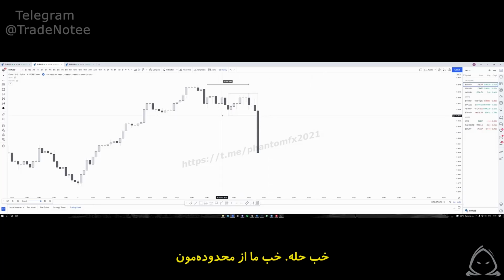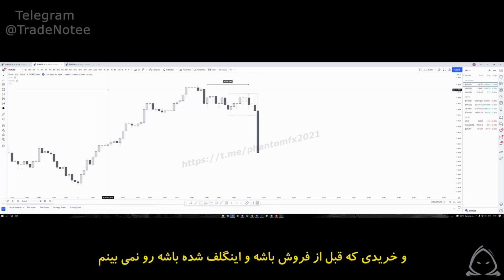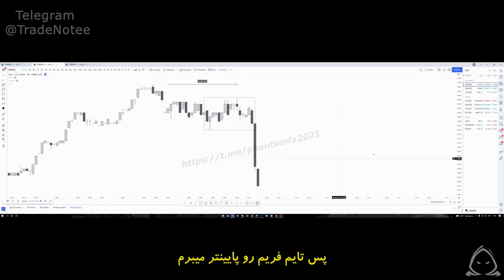Cool, so we've broken out of the range now. So what have we got? Well, the only real thing that's engulfed and breaks structure is this doji, but we've also got this wick. I can't see anything that's conclusively buying price action. Well, I can see buying price action, but I can't see a buy to sell that gets engulfed, so I'm going to go down a time frame.